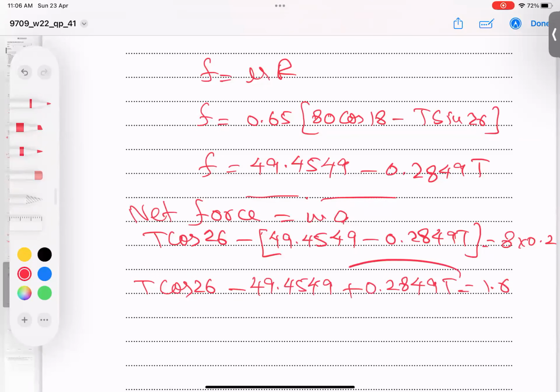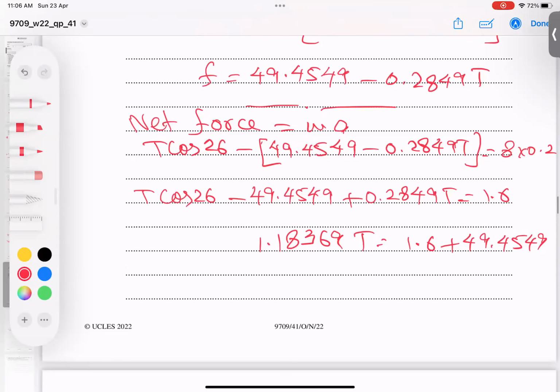So I will take this T common, and this value I will add. So it will become 0.2849 plus cos 26, I mean, this number and this number I will just add. If I add, I get 1.18369 T, and this will go there. So 1.6 plus 49.4549.